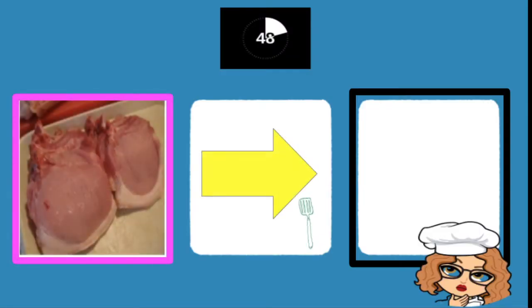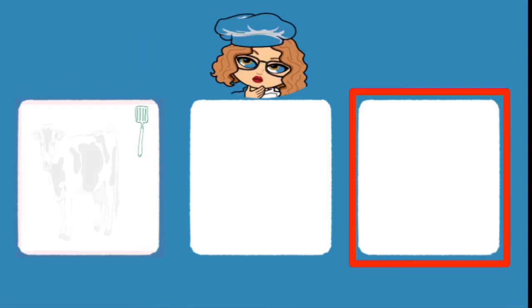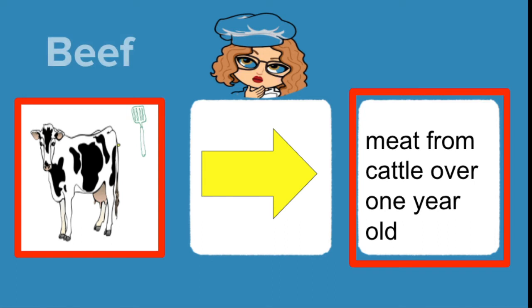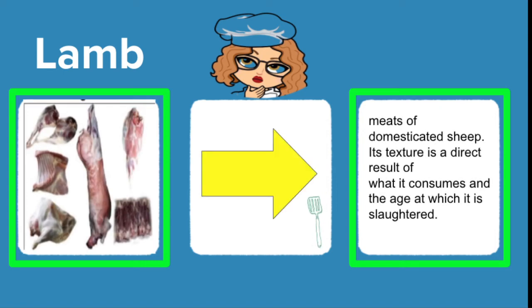The first one that we have is the meat from domesticated pigs, typically high in fat, commonly slaughtered at 1 year or less of age to ensure tender cuts, and this is the pork. Then we have the beef, which is the meat from cattle over 1 year old. Lamb is the meat of domesticated sheep. Its texture is a direct result of what it consumes and the age at which it is slaughtered.